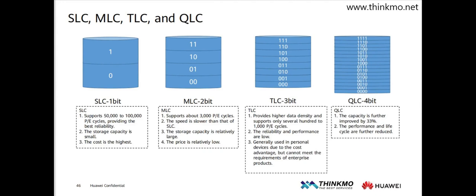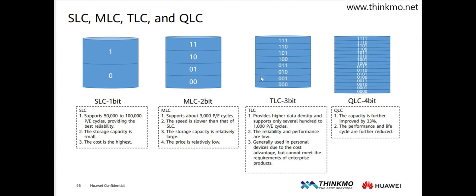When it comes to MLC, the capacity is essentially doubled. And for us, the cost is relatively reduced as the capacity doubles. The downside is that the speed will be slightly slower, and the lifespan will also be somewhat shorter.